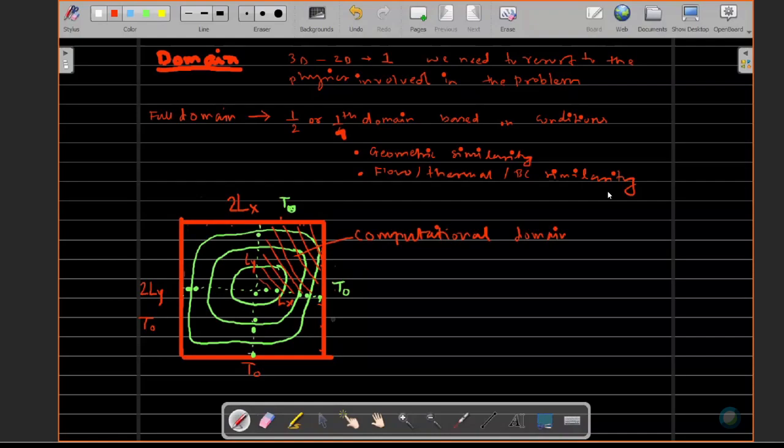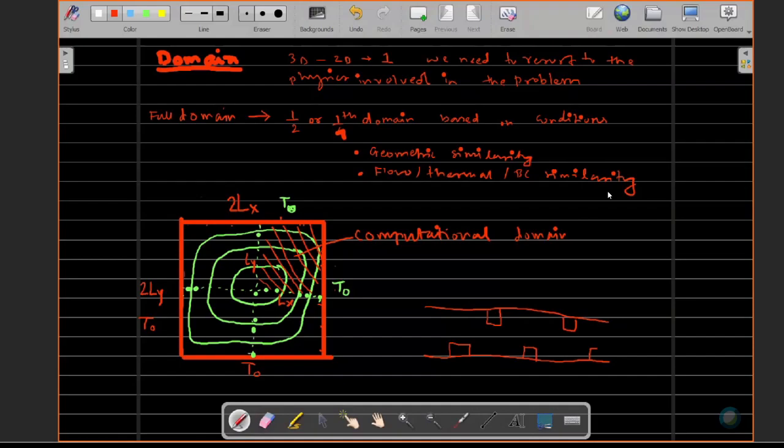There is another situation of periodic similarity. Suppose in case of fin problems, there will be a channel, and in this channel there will be pins mounted, or maybe heat sources or something like that, and they will be mounted in a very periodic fashion.